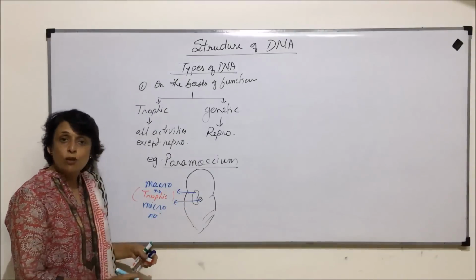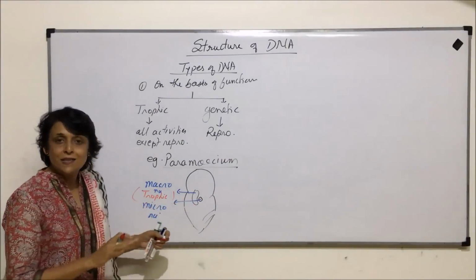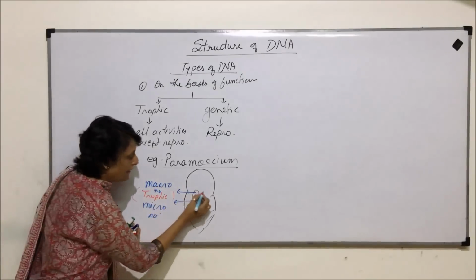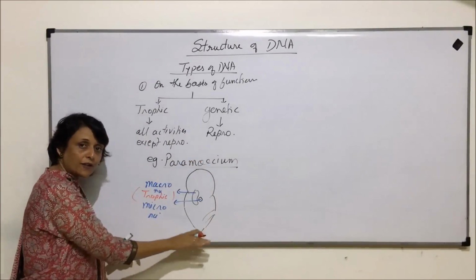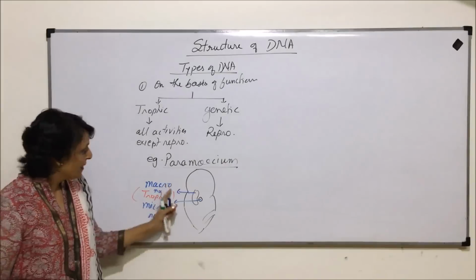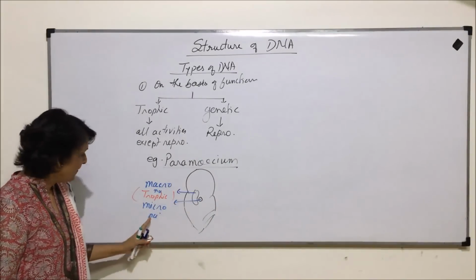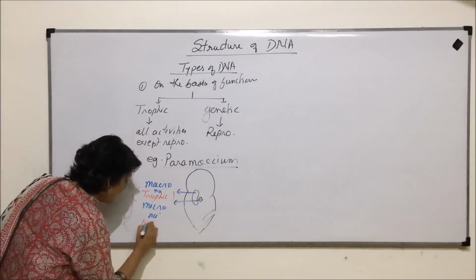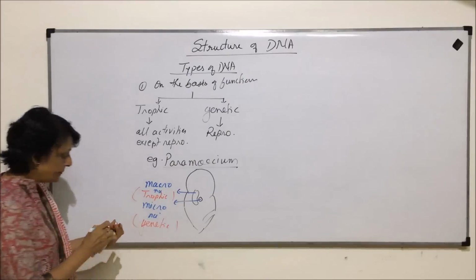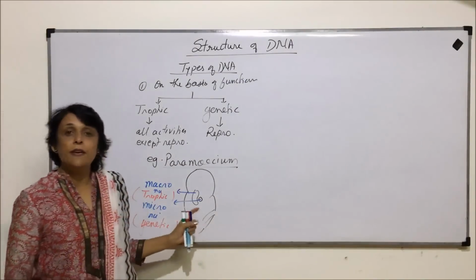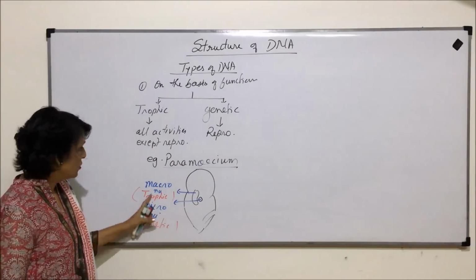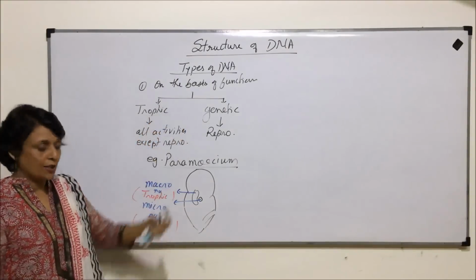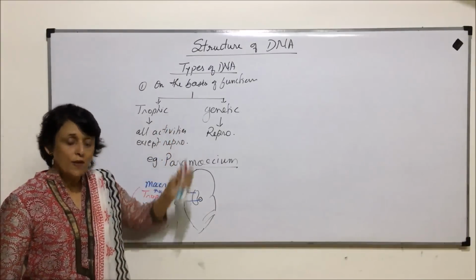When this paramecium has to reproduce, the macronucleus disintegrates, it slowly disappears in the cytoplasm. The smaller nucleus divides into two. One goes in the upper half, the other goes in the lower half, and then binary fission takes place. That means the micronucleus is helping in the reproductive process. So this has the genetic DNA. But as we said, this is not very common in higher organisms. So the example is paramecium, where we see both trophic as well as genetic DNAs. This is on the basis of the function.